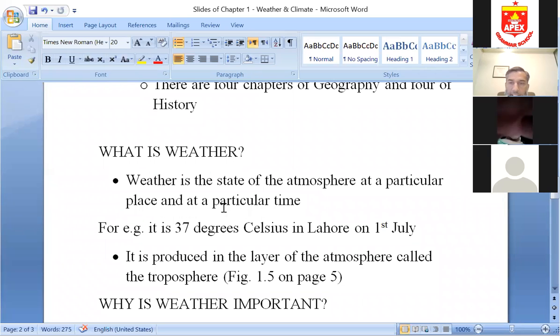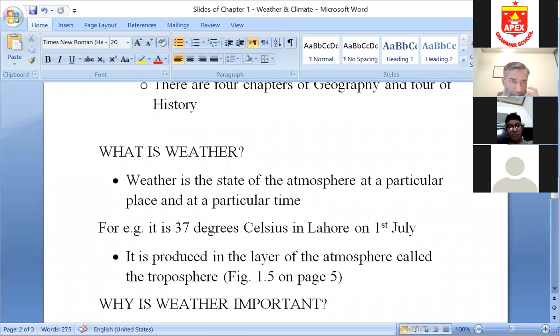I'll just explain in detail what atmosphere is, beta. For troposphere, beta, please open your book, page number 5. All of you open your books, page number 5, beta. You all have page number 5 in front of you? Yes. Okay, but can you see that image, figure number 1.5 in the book?